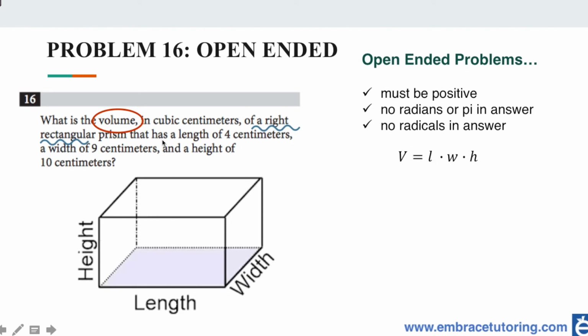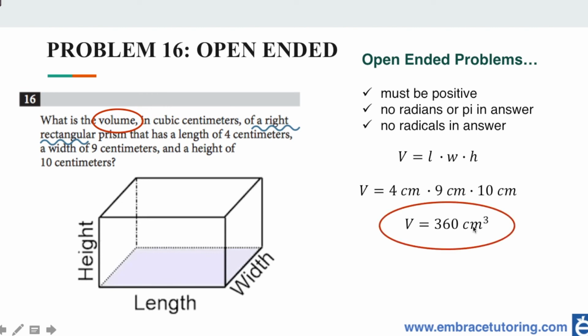So here I have the prism that has a length of 4 centimeters, a width of 9, and a height of 10. So I'm simply going to multiply these things together. 4 times 9 times 10. Even doing this, 4 times 10 is going to be 40, and then times 9 is going to be 360. And it does say in cubic centimeters, which makes sense because centimeters times centimeters times centimeters would be cubic centimeters. So yes, volume is going to equal 360 cubic centimeters. So 360 will be my answer to this question.